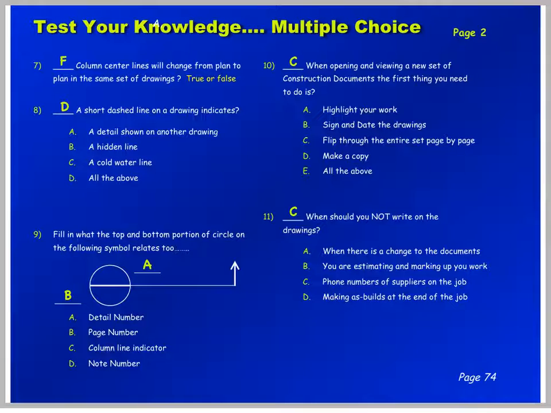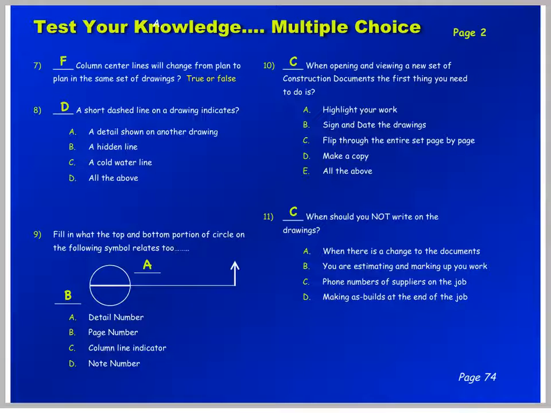Number 8. A short dashed line on a drawing indicates a detail shown on another drawing, a hidden line, a cold water line, all the above. And I believe the correct answer to be all the above, depending on what type of drawing you're looking at. Number 9. Fill in what the top or bottom portion of the circle of the following symbol relates to. Well, the top part of the circle will almost always be the detail number, and the bottom part will always be the page number. So that's A and B. Number 10. When opening and viewing a new set of construction documents, the first thing you need to do is this.